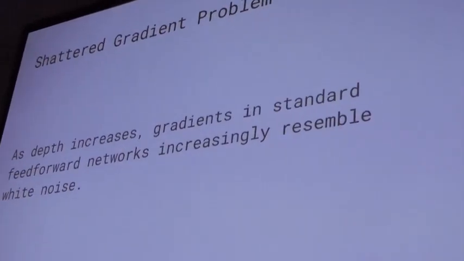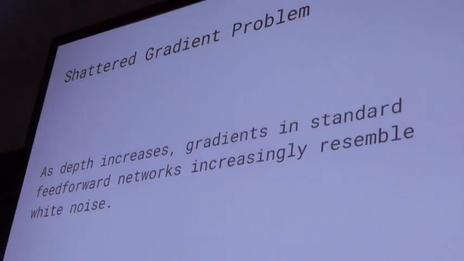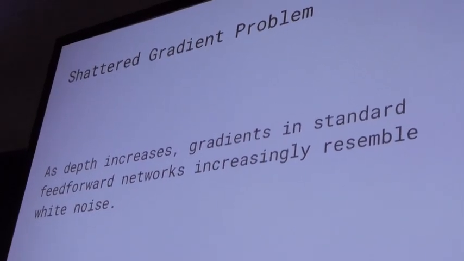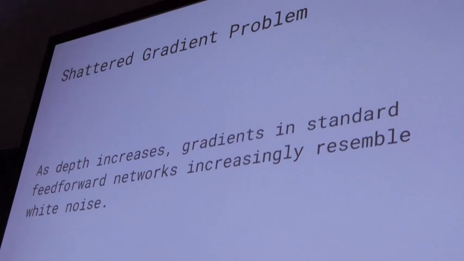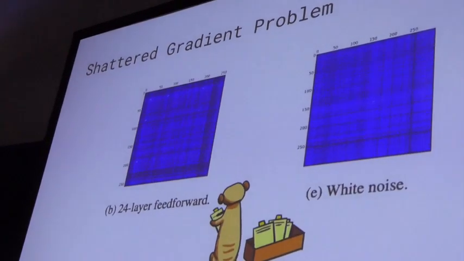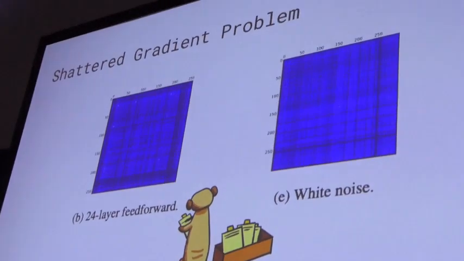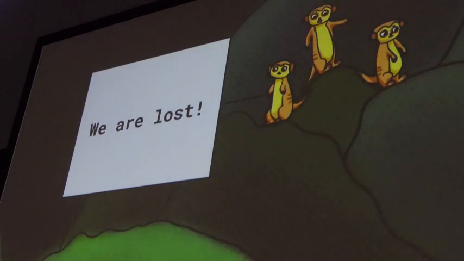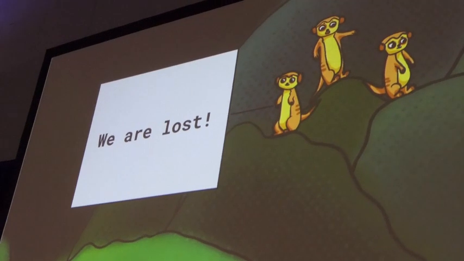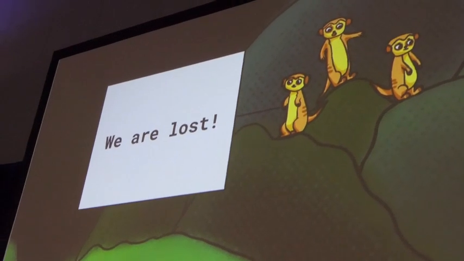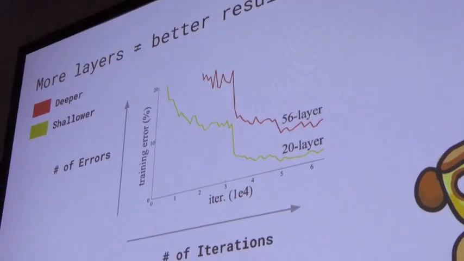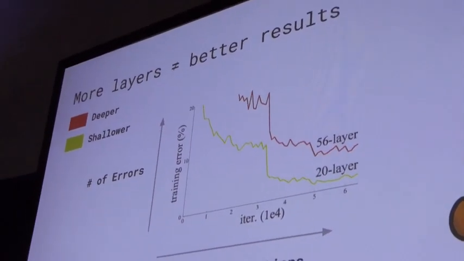Gradients are great, they tell us which direction to go to further improve the model, but as a network's depth increases, gradients actually become problematic and resemble white noise. And this problem is called shattered gradient. So if our gradients from our model start to look super similar to white noise, we are very lost. The model will not be able to further optimize its performance since we don't know which direction to go. So a deeper network might actually never catch up to shallower networks over iterations.